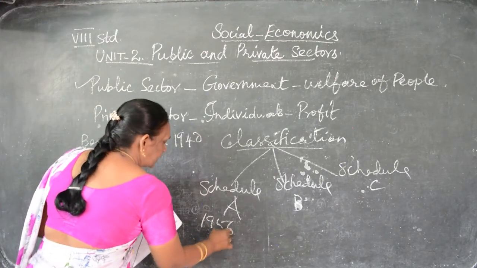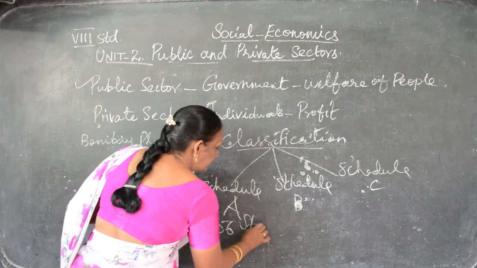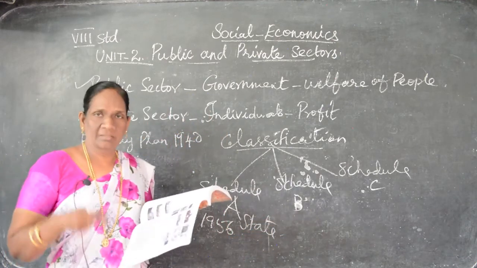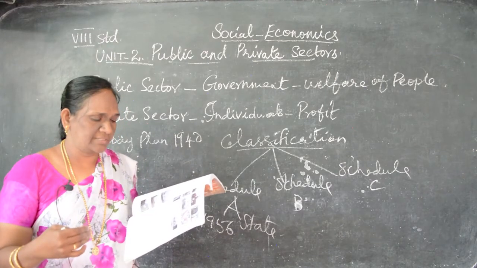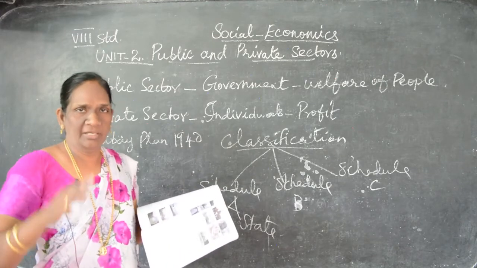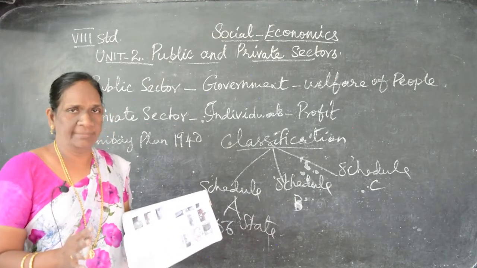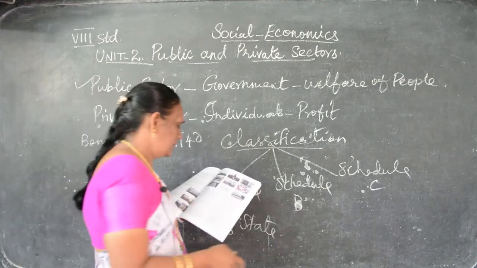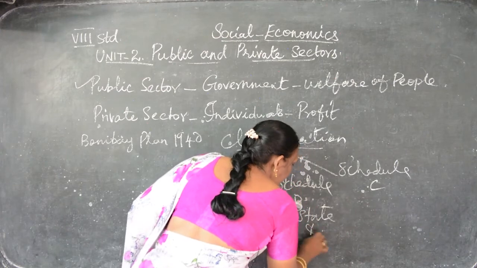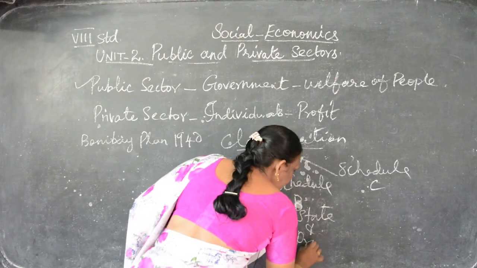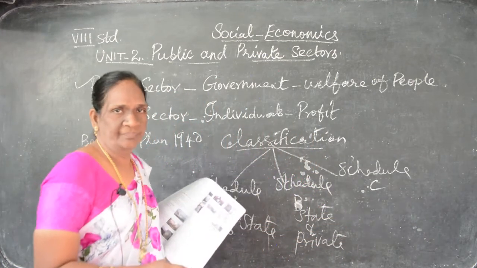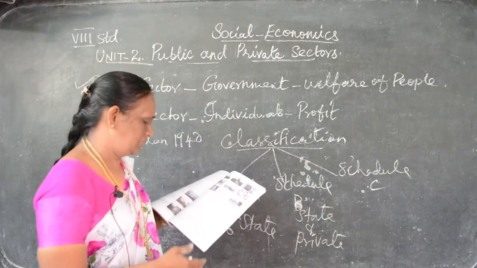1956. It is controlled by the state government. Understand? Under the control of the state government, it is called Schedule A. The government fully undertakes the operation. That is Schedule A. And Schedule B, it was under the control of the state as well as private ownership. Private and state do it together. Understand? It is called Schedule B.